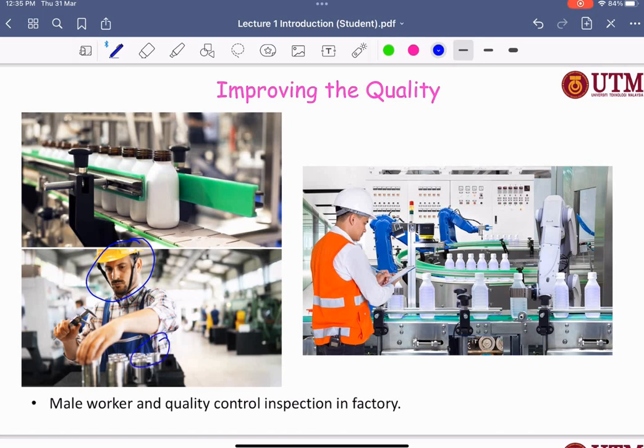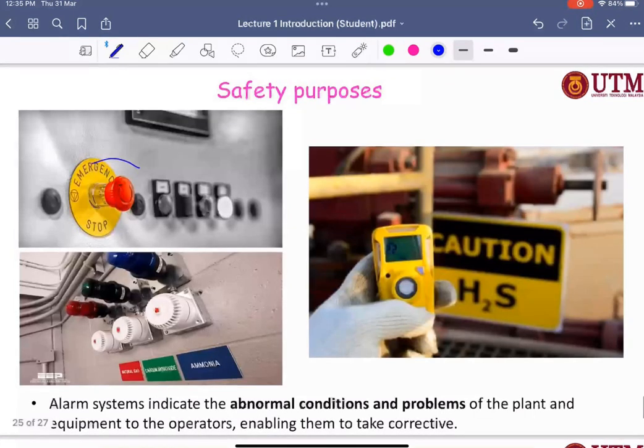Something good about LinkedIn: sometimes students, when they work in industry, like to share what they are doing that day. Sometimes it's good for us to see, whoa. For example, they use a vernier caliper to measure a turbine. So it will be good for our knowledge. Safety purposes, like an emergency button, these gases, and so on.